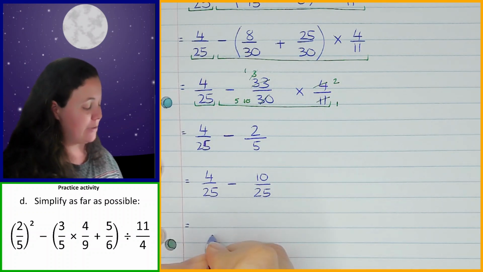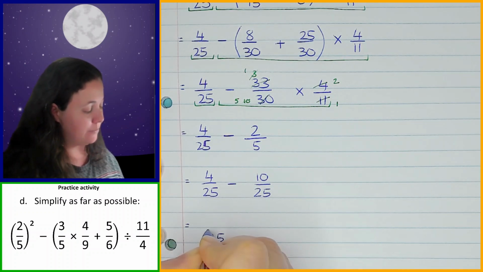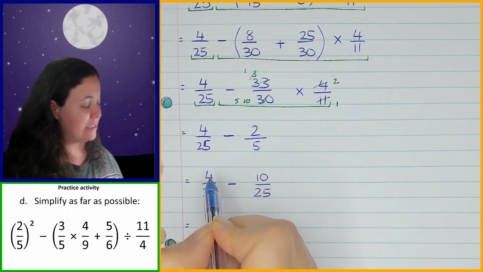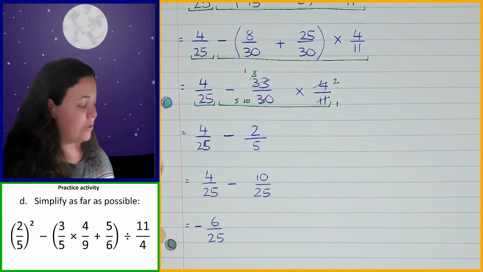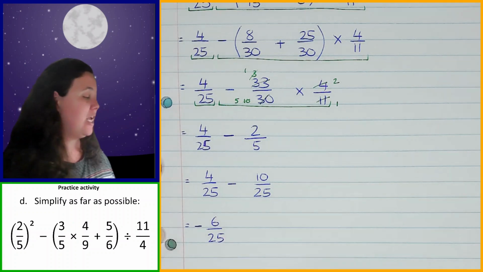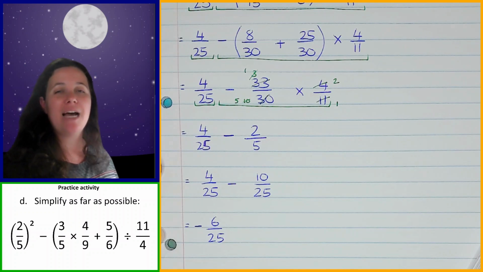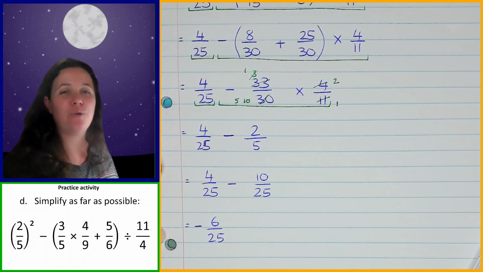So now I'm going to simplify that. I keep the denominator the same, but I subtract the numerators. So 4 minus 10 gives me -6. So I have -6/25. Now this can't be simplified, so that is as far as we can go. And that is how we do calculations with common fractions.